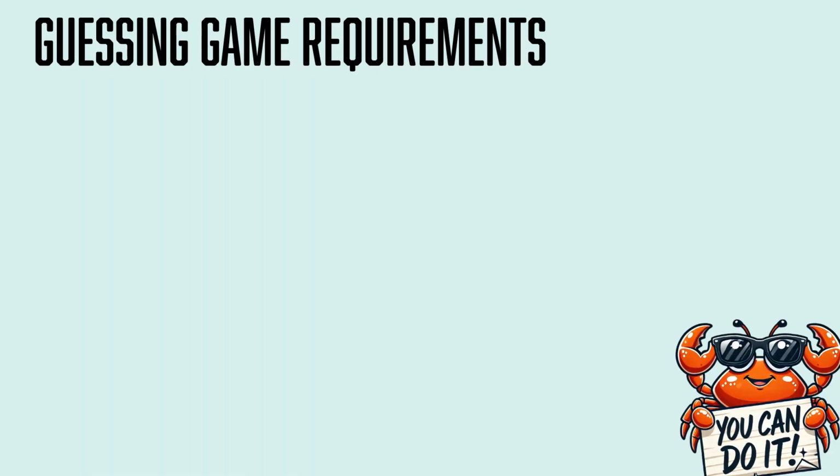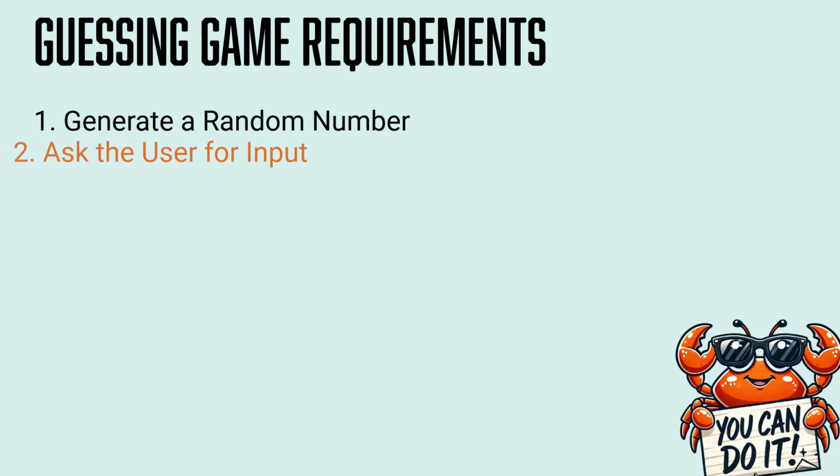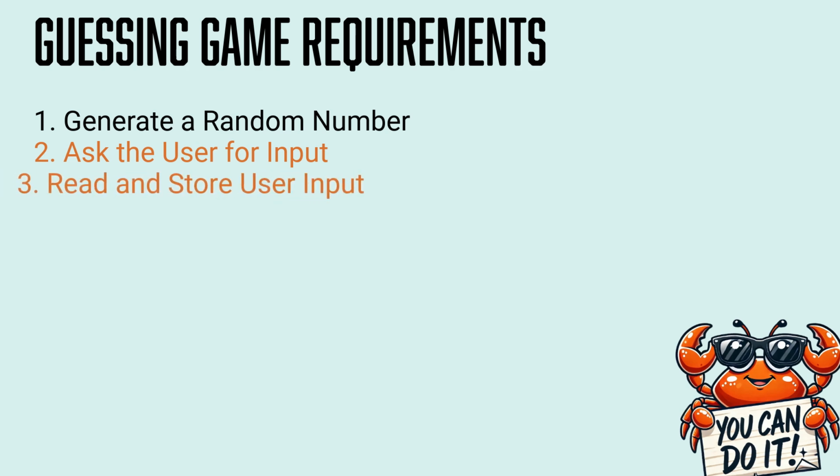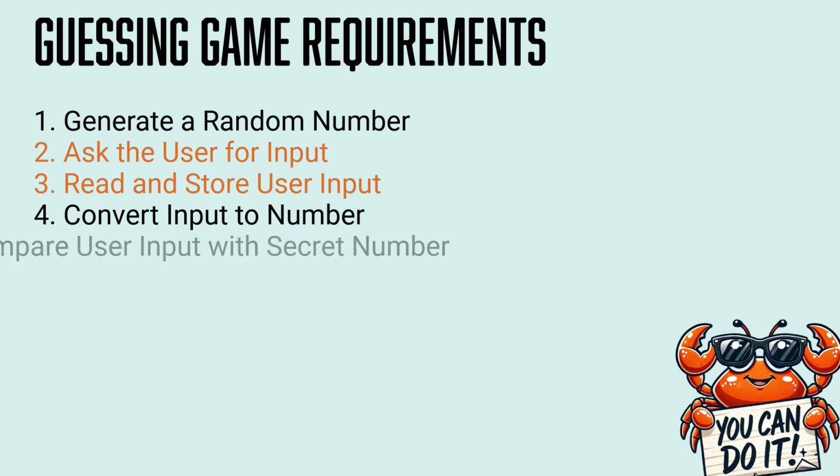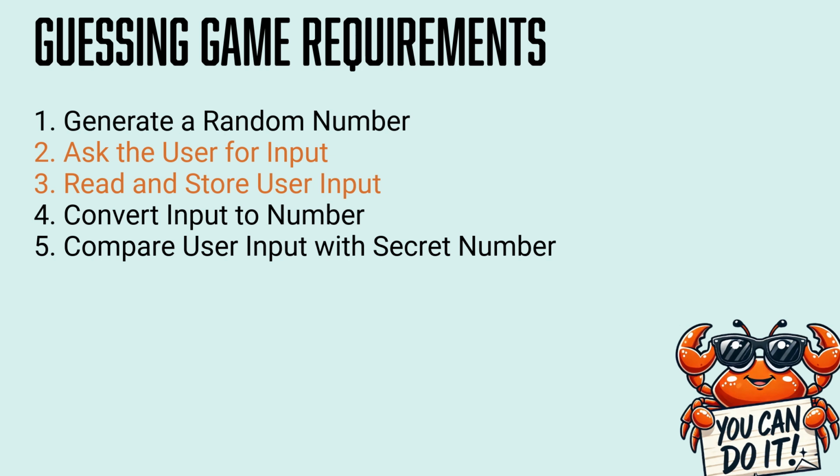Alright, Rustaceans, here's the game plan. These are the key steps we're going to implement to bring our guessing game to life. First, we'll generate a random number, because what's a guessing game without a little mystery, right? Next, we'll prompt the user to enter their guess, capture their input, and save it for processing. But we won't stop there. We'll convert that input into a number, handle any mistakes the user might make, and compare it to our secret number. Then comes the fun part. We'll give instant feedback: too small, too big, or spot on.